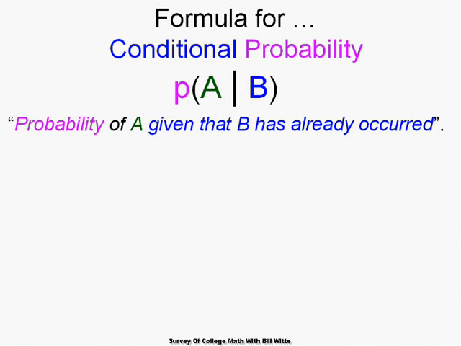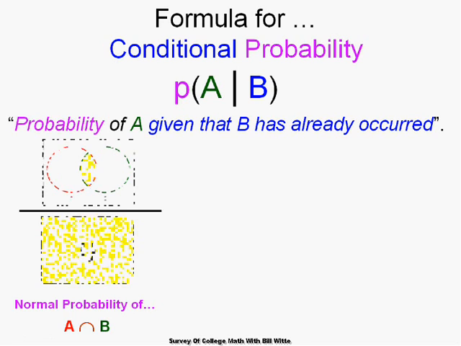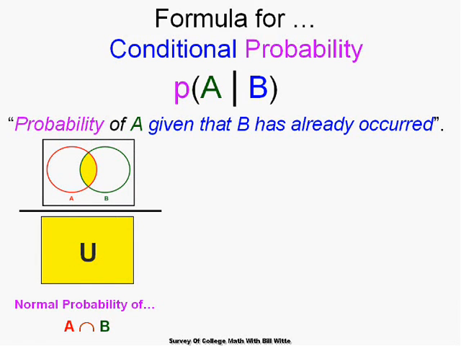Let me show you the actual formula for the conditional probability. Normally, the probability of A and B both happening, we'll say the intersection of A and B, would be the ratio of A and B both happening, the intersection, over our complete universe, every possible thing that can happen. Okay? But now we know we can limit what happened.